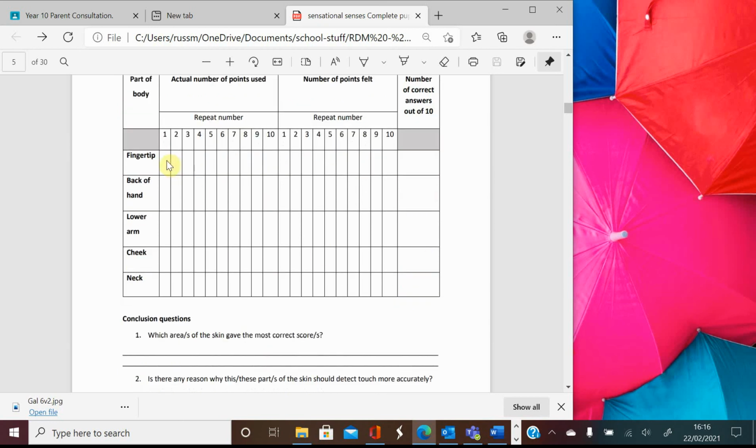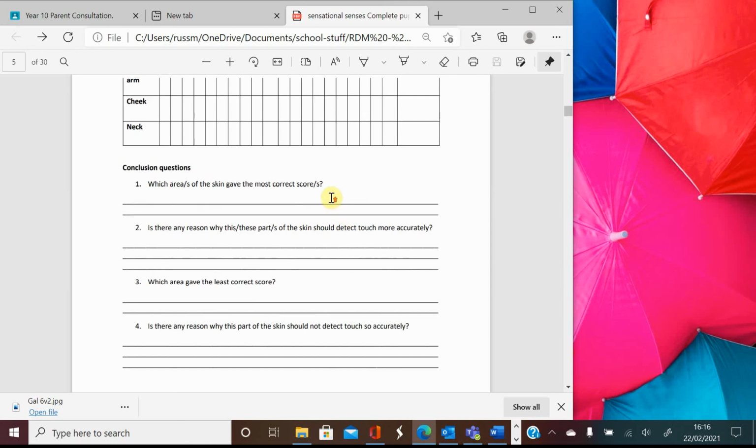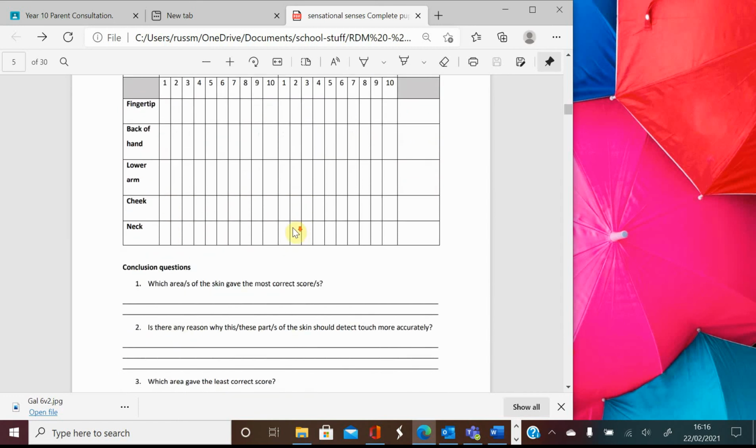And so those are the places you can check: fingertip, back of hand, lower arm, cheek, and neck. And then to finish up, there's a few questions here. Which area of the skin gives the most correct scores? And you might predict that possibly the most highly sensitive part, with the most receptor cells, would arguably give you maybe the most accurate answer.